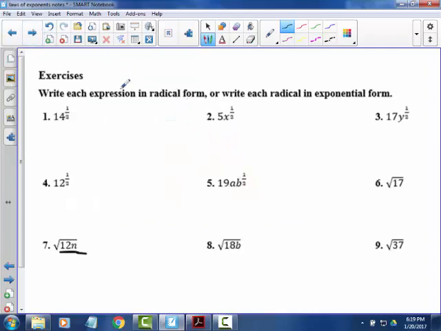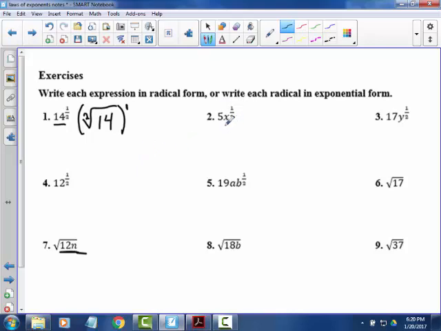So really simply here, 14 to the 1/2 power. Using what we said before, we do a radical symbol. Our denominator goes in the little crook. Whatever's got our power, our base, goes under the radical symbol. And then the whole thing would be to the first power. Now, it looks a little weird. It takes a little getting used to.